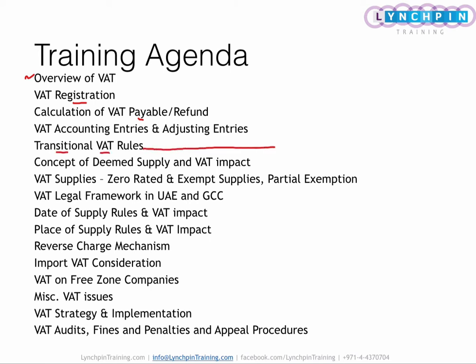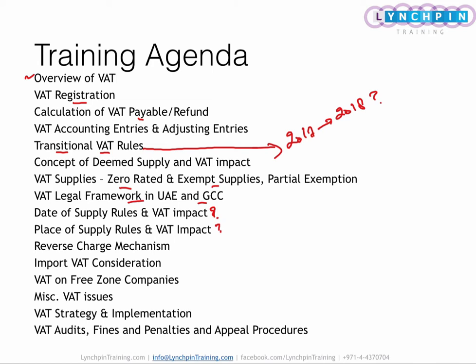Here it means that if I have a contract started in 2017 and finishes or is executed in 2018, how VAT would be impacting me in this case. And we'll also see zero rated and exempt supplies, the legal frameworks. Here we'll have a minor overview about the VAT laws, and we'll see when to record VAT. Okay, should I record VAT, which means the place of supply rule as well as the date of supply rule itself.